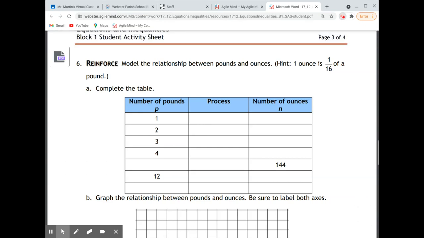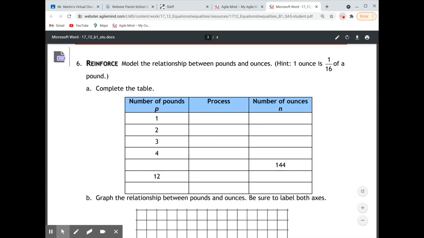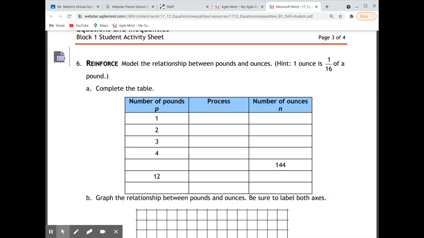Let's take a look at it. All right, so on part A, where it says complete the table, it says 1 ounce is equal to 1/16 of a pound. So 1 pound would be how many ounces? 16. Good, it would be 16. That's correct. So what would the process be here?